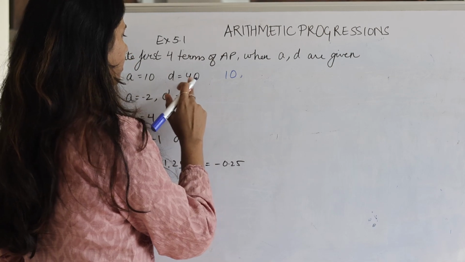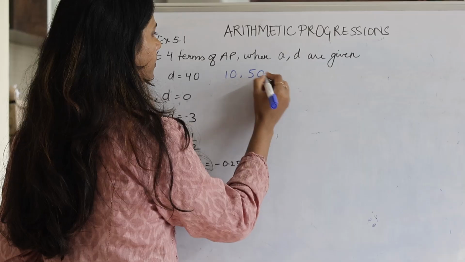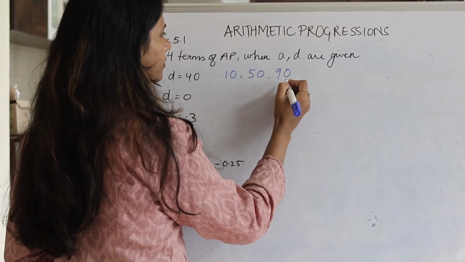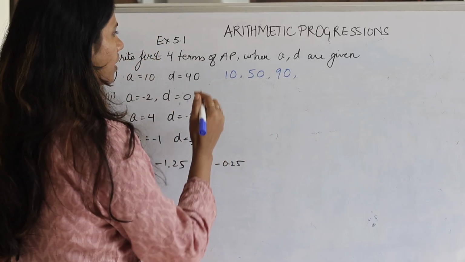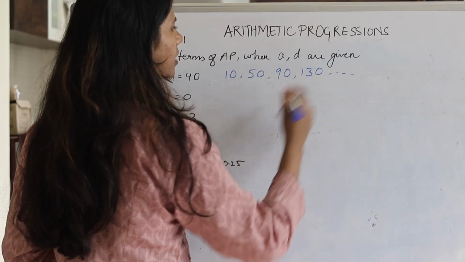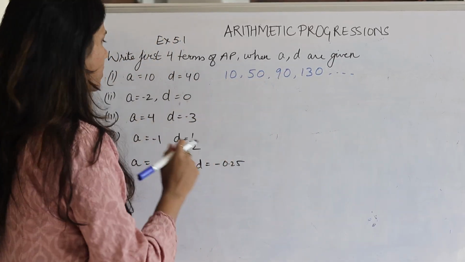So 10 plus 40 will be 50. 50 plus 40 will be 90. 90 plus 40 will be 130, and so on. So we need only four terms, so I am writing four terms.